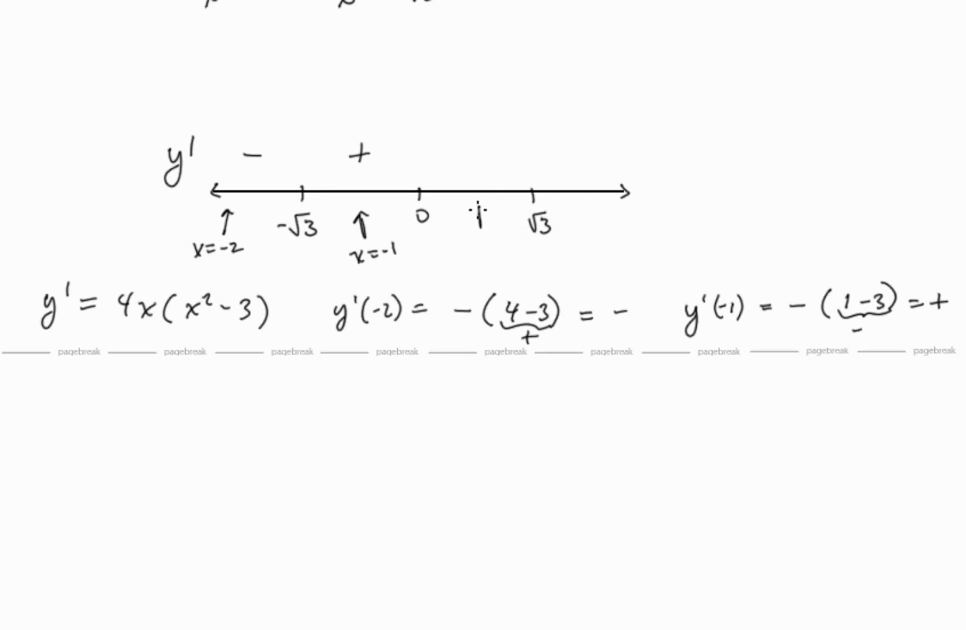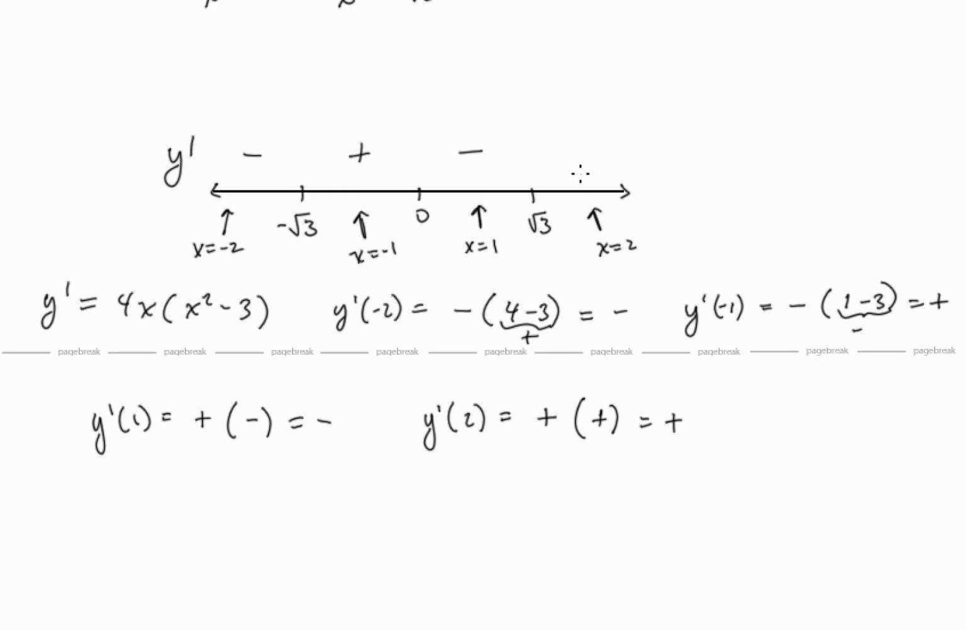Here we can use x equals positive 1. y prime of 1 is going to be positive 4, and then 1 minus 3 on the inside, so that's negative. So we have a negative product. And then say x equals 2 out here, y prime of 2 is going to be 4 times 2, that's positive, and then 2 squared minus 3, that's also positive. So this is a positive product.